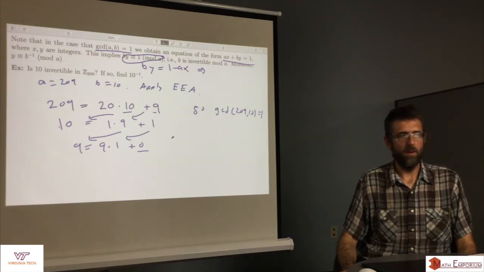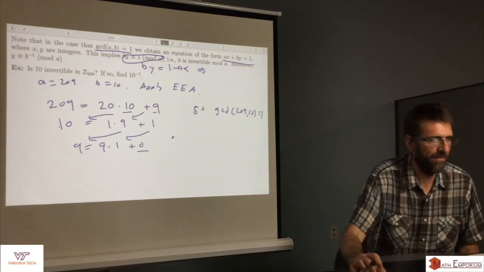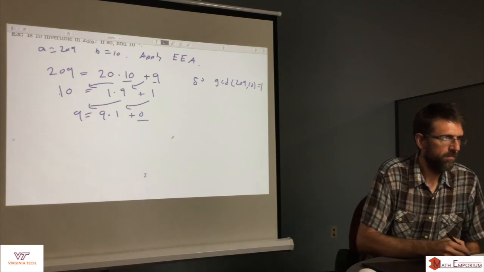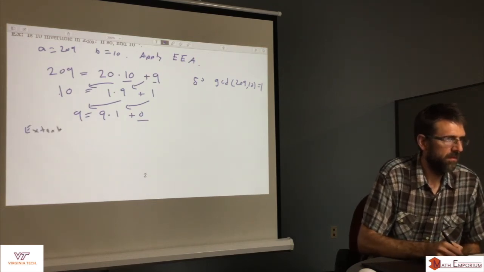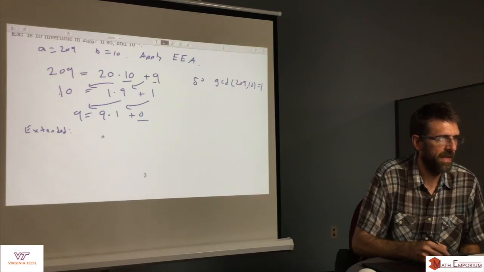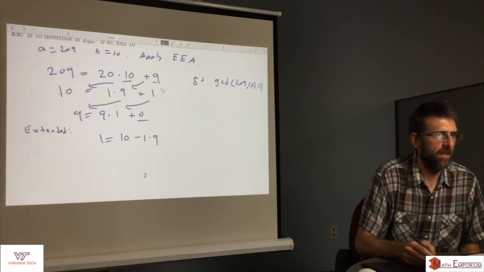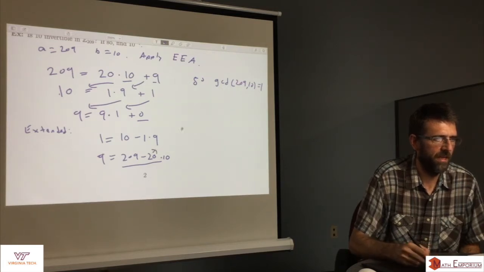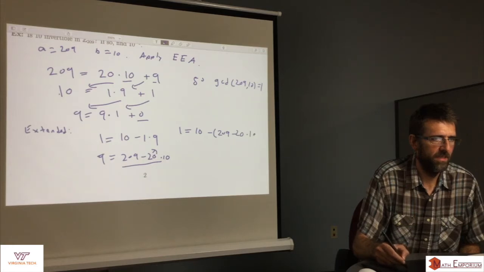And then I should be able to write 1 as a linear combination of those inputs. I've got relatively few equations here, so there's not too much work to do. Now we do the extended part. So 1 is equal to 10 minus 1 times 9, and 9 is equal to 209 minus 20 times 10. I'm going to plug this in for 9 here. So 1 is 10 minus (209 minus 20 times 10).